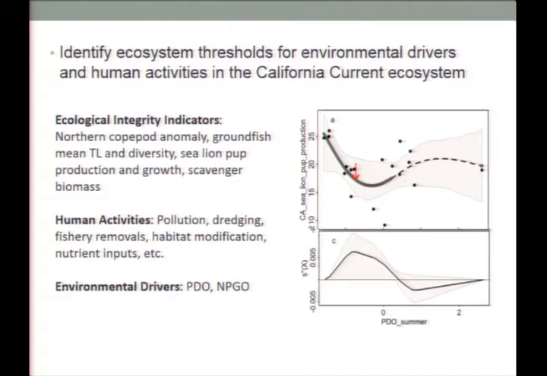And this slide is just to remind me that one way that we are trying to identify these thresholds and threshold regions is to calculate second derivatives in these nonlinear response curves.